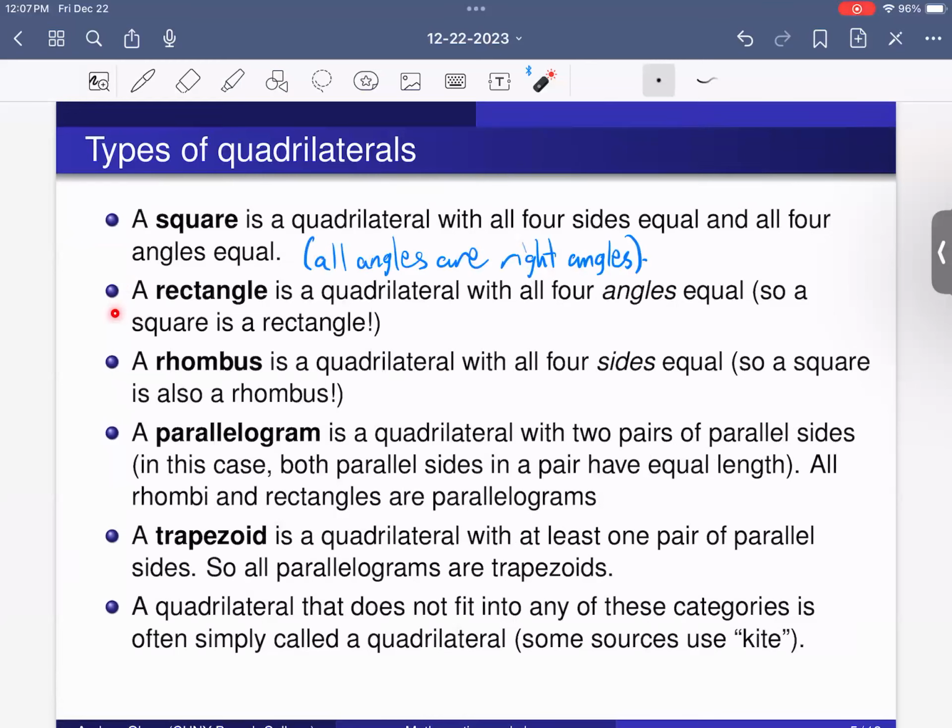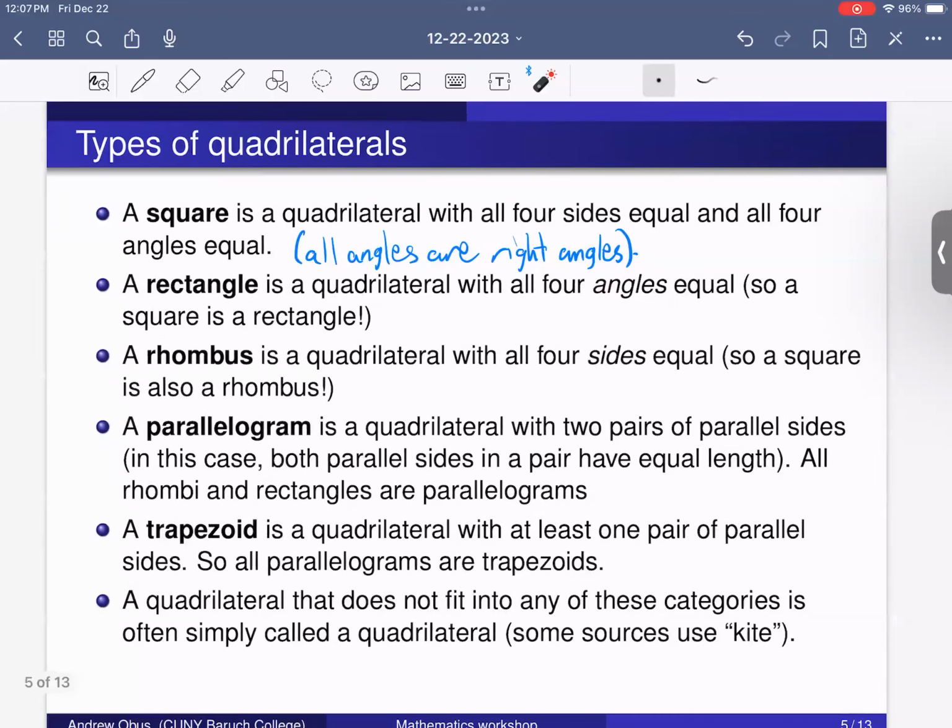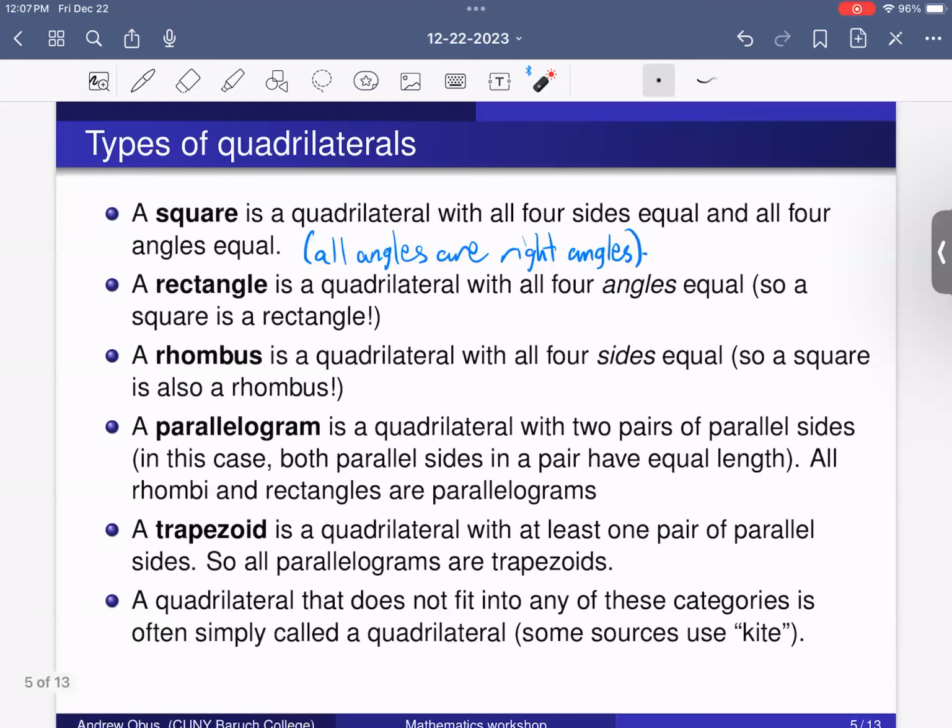So a rectangle is a quadrilateral with all four angles equal, but not necessarily all four sides equal, right? So I'll just draw a picture of each one. This is a square. A rectangle might look like this. So it still has four right angles, but not necessarily all four sides equal.